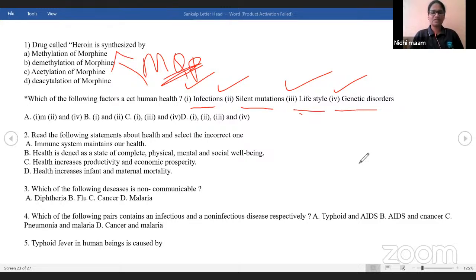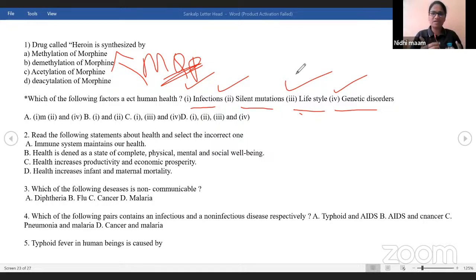Which of the following factors affect human health? Very easy question. Please do respond on it. Deepthi answered as option C. 1, 2 and 4. Infection, silent mutation, genetic disorder. Why not lifestyle? Lifestyle influences human health a lot, right? See, if you will not eat on time, or after eating, if you suddenly sleep, if you will not exercise, so these all are your habits which influence your lifestyle a lot.